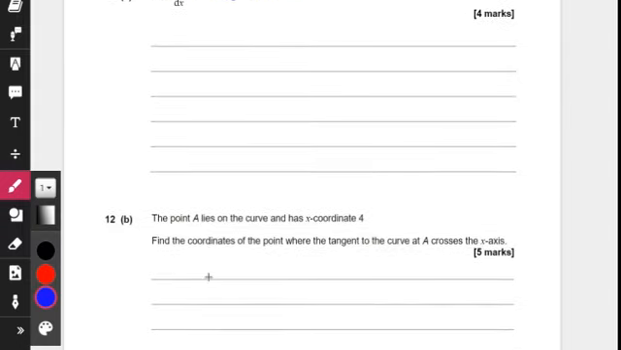Part B, the point A lies on the curve and has x coordinate 4. Find the coordinates of the point where the tangent to the curve at A crosses the x-axis. So we've got our dy/dx. So at x equals 4, because it says the point A lies on the curve and has x coordinate 4, then we want to find the tangent to the curve at A. dy/dx equals 9 lots of 4 to the power of a half minus 32, 4 to the power of minus 2.